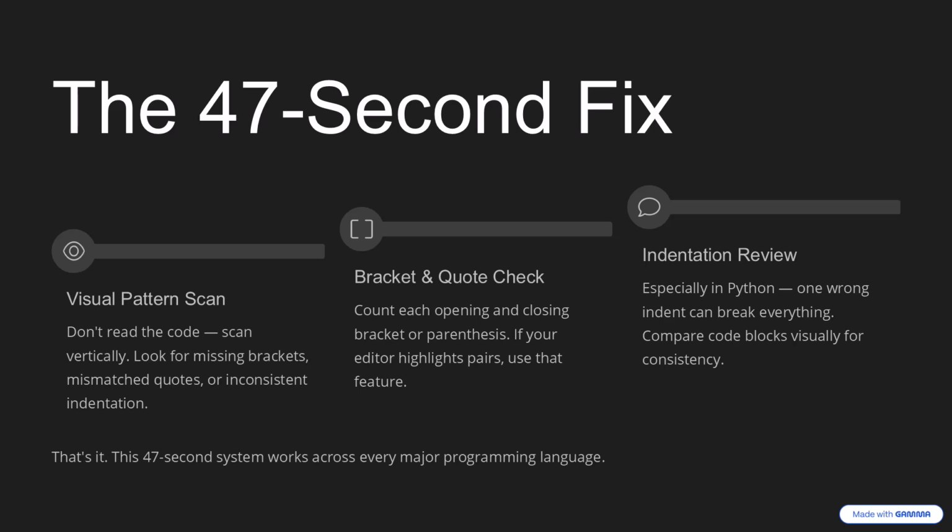Step 2, bracket and quote check. Count each opening and closing bracket or parenthesis. If your editor highlights pairs, use that. Step 3, indentation and structure review. Especially in Python, one wrong indent can break everything. Compare code blocks visually. That's it. This 47-second system works across every major programming language.